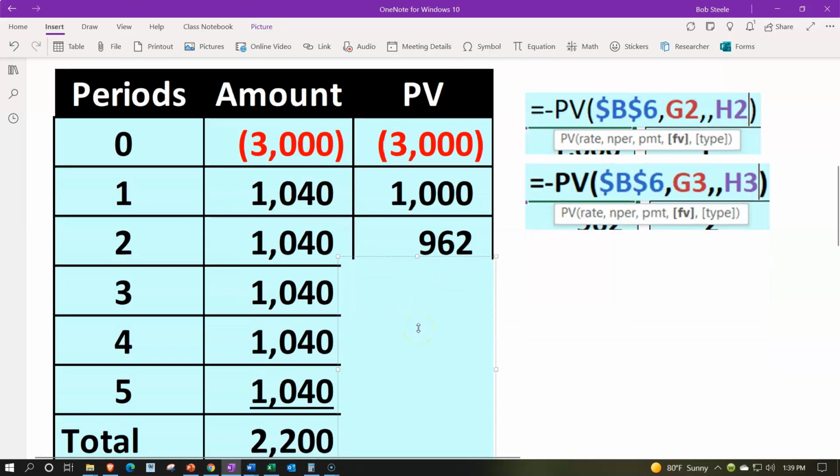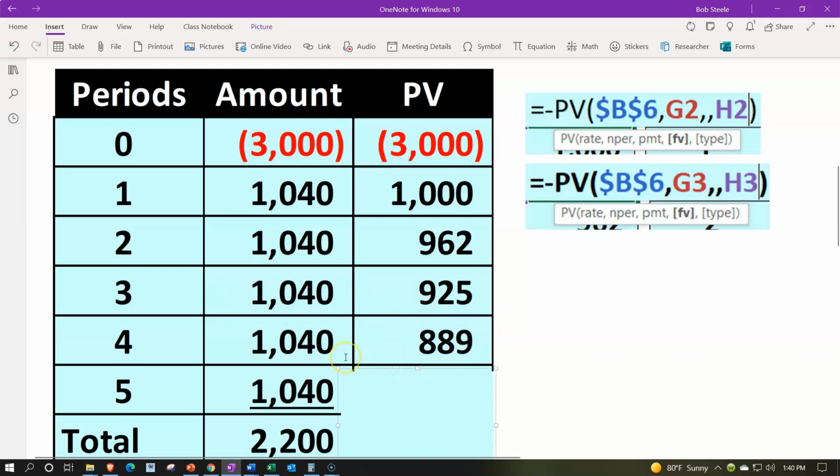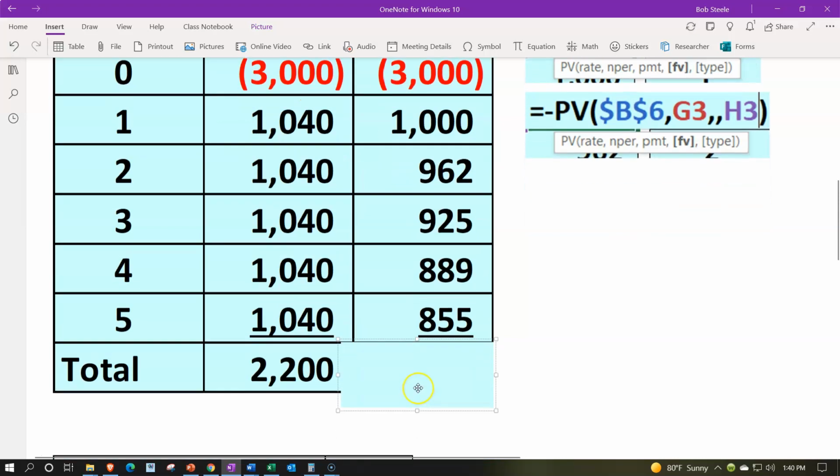If we continue that on, then if we discount at the 4% the 1,040 2 years back, we get the 962. If we discount the 1,040 3 years back at the 4%, the 925. Discount the 1,040 4 years back at the 4%, 889. And discounting back the 1,040 5 years back at the 4%, the 855.